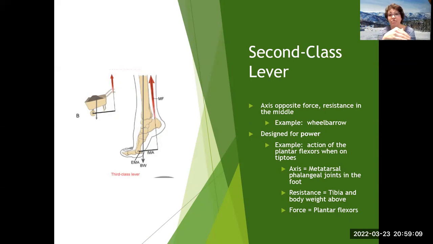So our action of the plantar flexors when we go up on our tiptoes or do a heel raise, the metatarsophalangeal joints in the foot are the axis or the fulcrum. The resistance is the weight of the tibia and the rest of your body above that. And the force is the plantar flexors pulling up. So the force and the axis are on either side, and the resistance is in the middle.